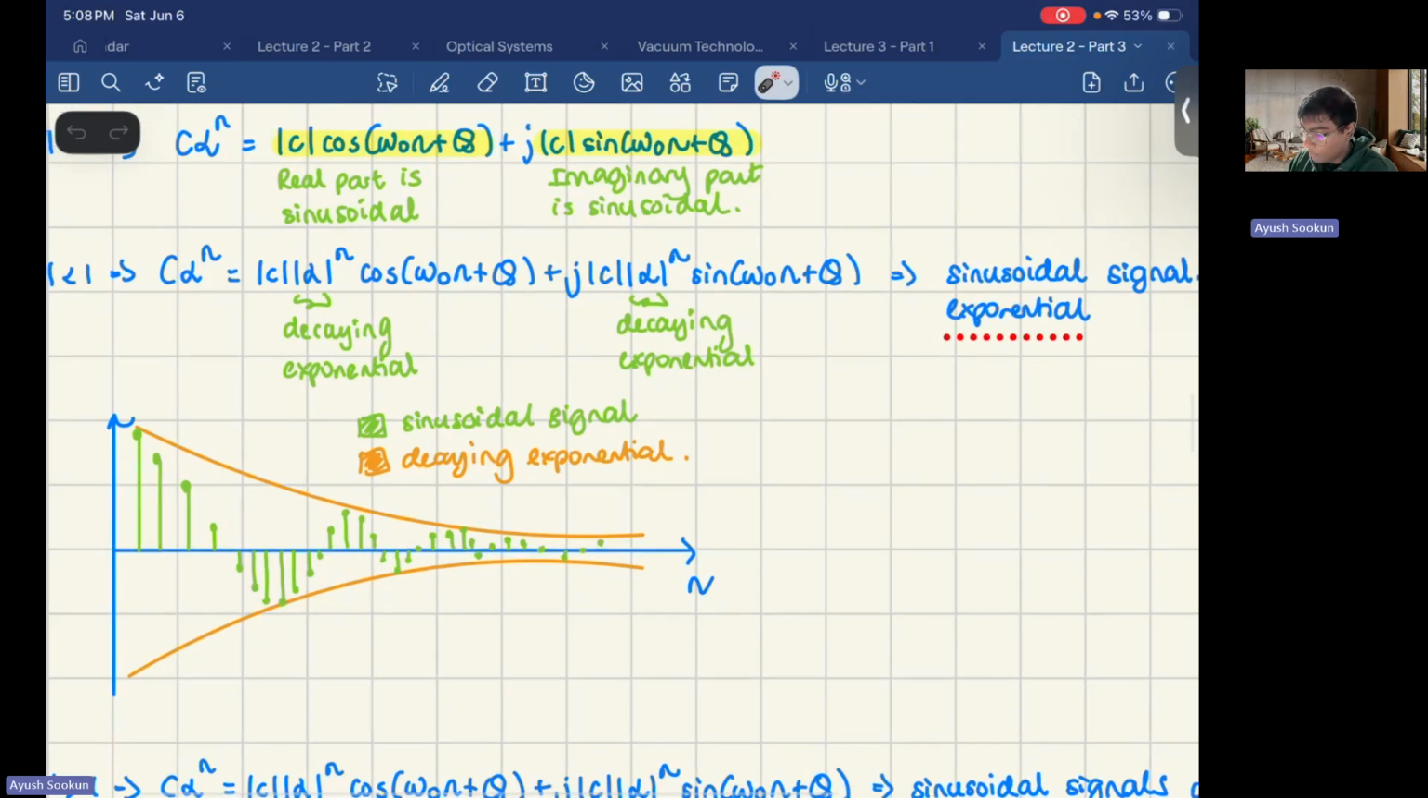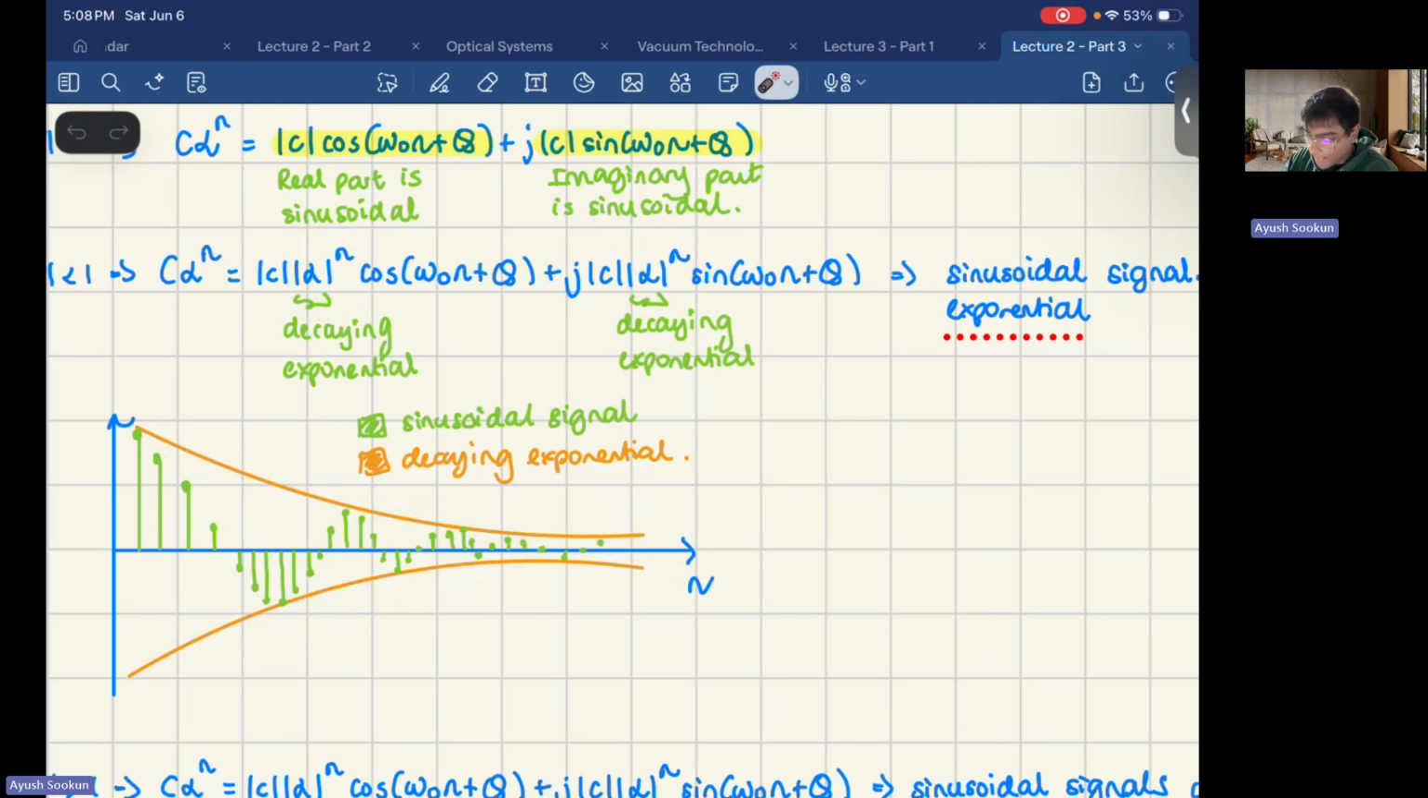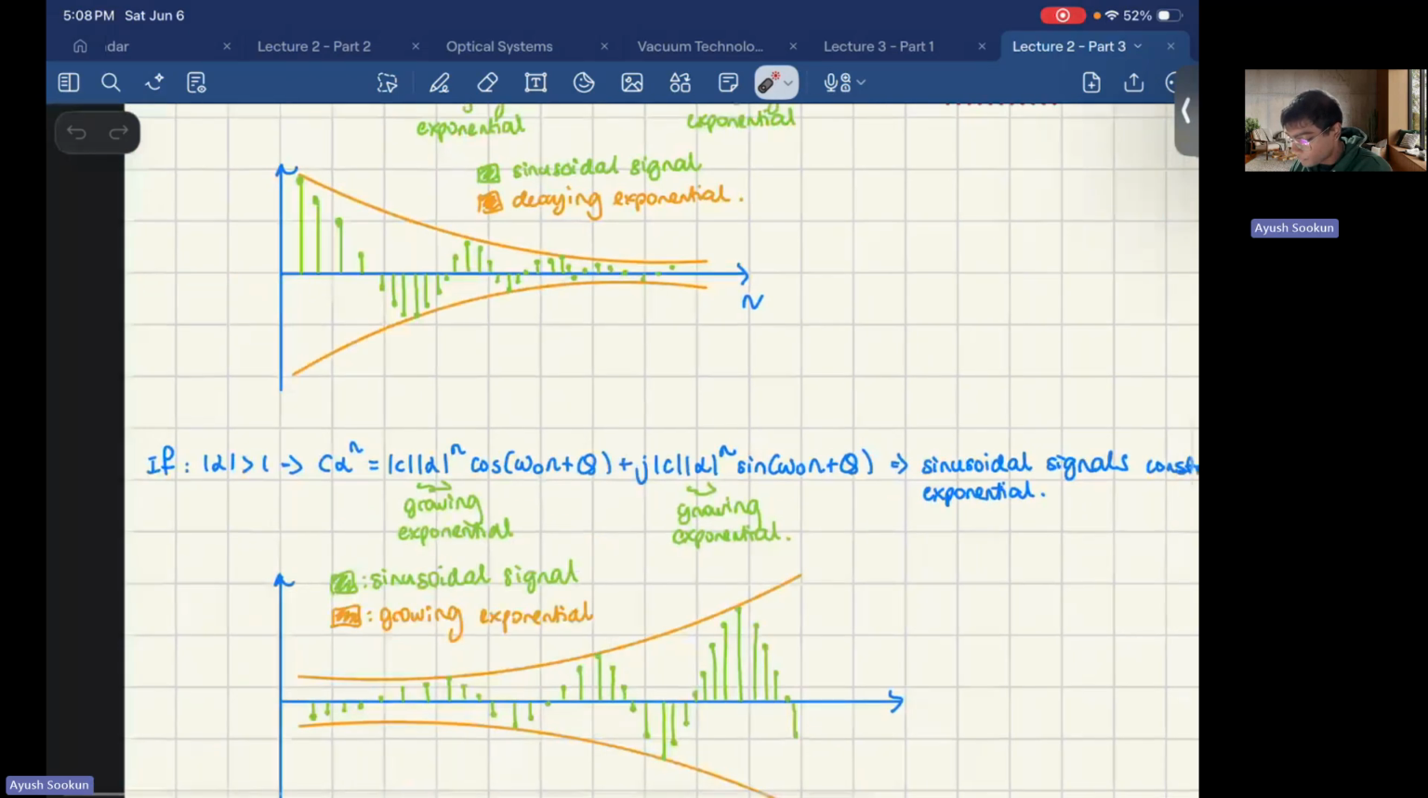So if I were to plot my decaying exponential first, it will look something like this. That's your decaying exponential alpha to the n here, okay? And now your sinusoidal function can only go so high. And how high can it go? It can only go as high as predicted by this decaying exponential function, okay? So that's the intuition behind it. And you can see that the sinusoidal signal here is in green and the decaying exponential is in orange.